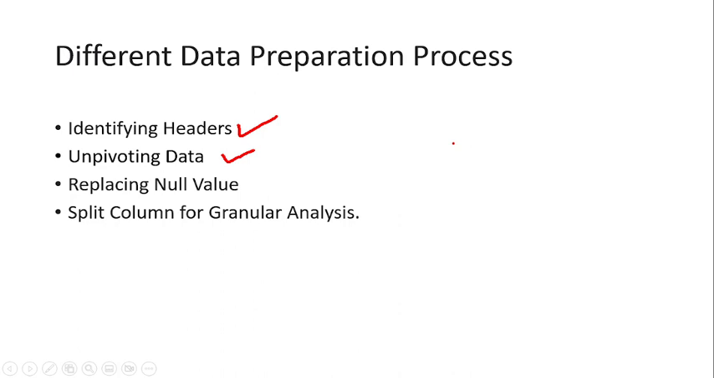You already have the data in a tabular format, you already have summarized data, but I want to desummarize it. I want to take this tabular, row by column data, and convert it into rows one below the other. That is unpivoting. We'll look into that. And also replacing the null value.